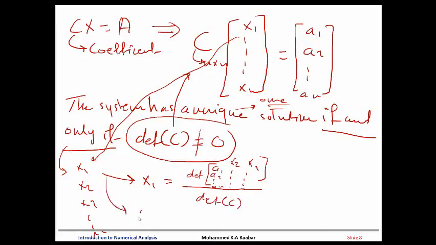This is the same for x2, which is equal to the determinant where x1 still stays the same, and then we substitute instead of x2 this column, a1 to an, and x3 through xn remain the same, over the determinant of C. Let me give you an example about that.